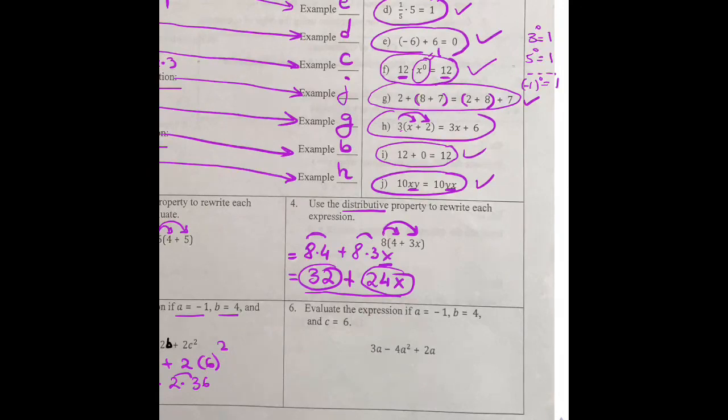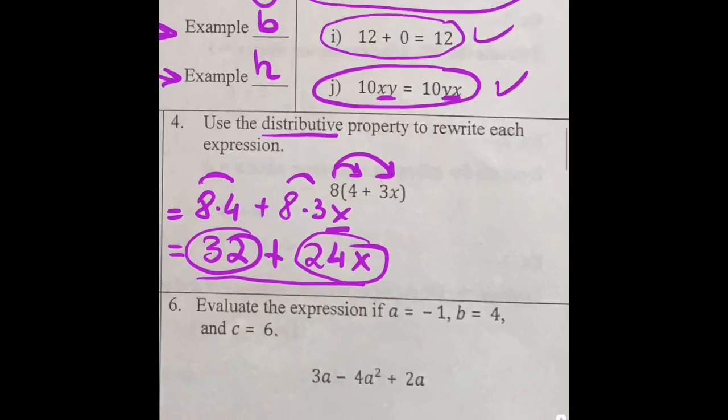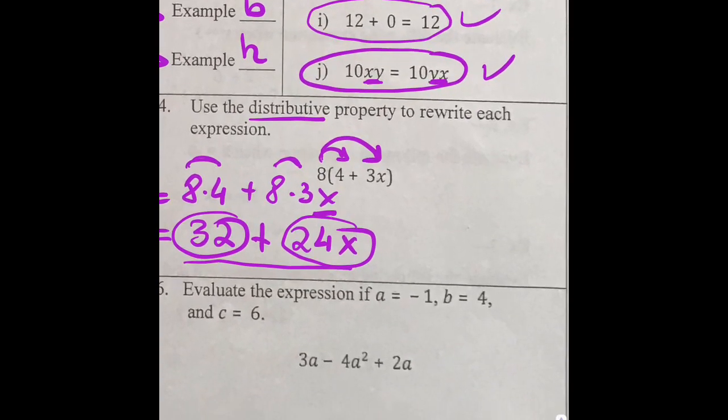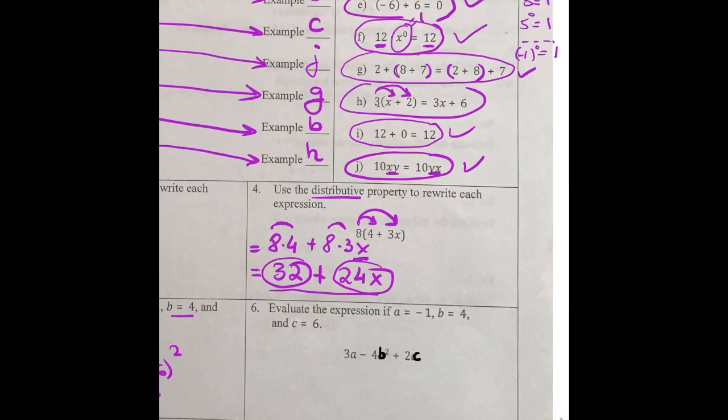And the last one on page 3 is problem 6, which also has a typo, so please change this to 3a minus 4b squared plus 2c. Again, I will rewrite the expression by leaving blank spaces or parentheses wherever I have a variable, copying everything else exactly as it is. So where I have my first blank space, I will put the value of a, then the value of b, and the value of c.